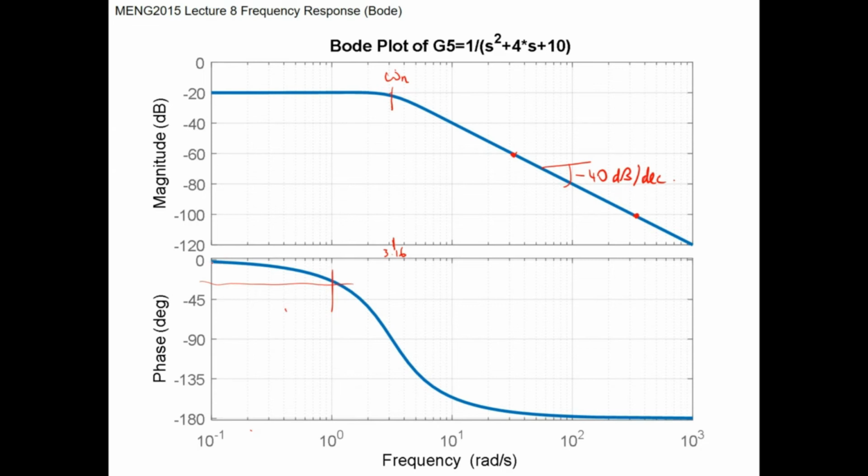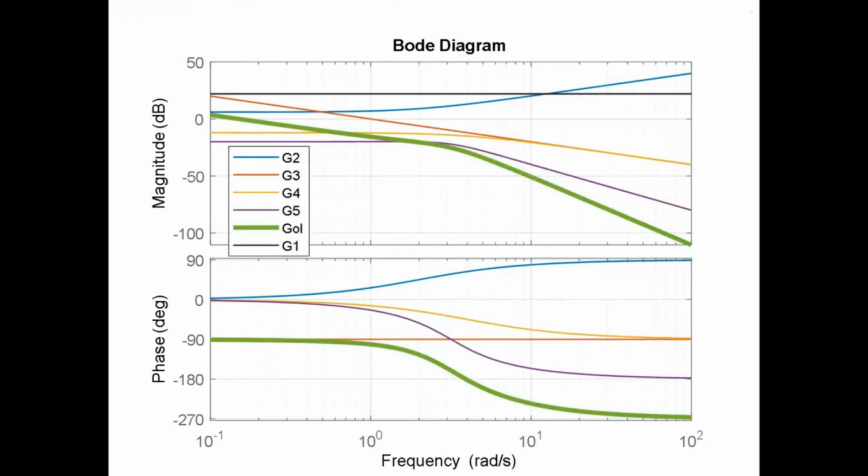Our phase plot starts at 0, ends at minus 180 as we expect, and no surprises, at minus 90 it goes through omega n. Now we have put together our G1, which is black, that's this constant gain, right? I wrote it in red. It has no phase contribution.